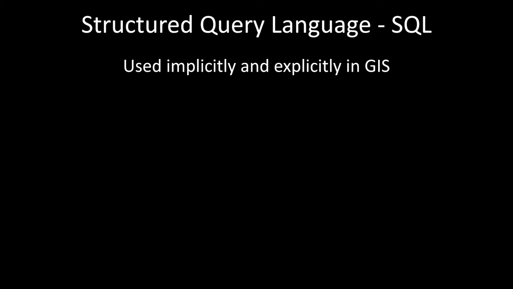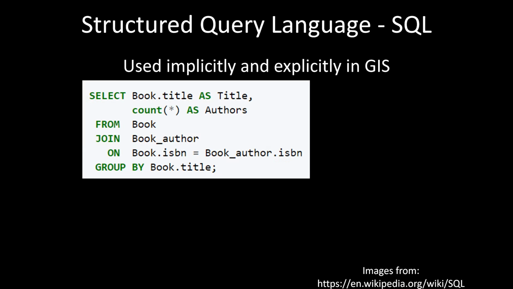This image shows a more complex example of what SQL can do. This statement is looking to get a count of authors by book title. This statement is using the concept of a join. This means that two tables are being combined to get one output. I'll talk more about joins in just a few moments. The output of this query is shown in this figure.